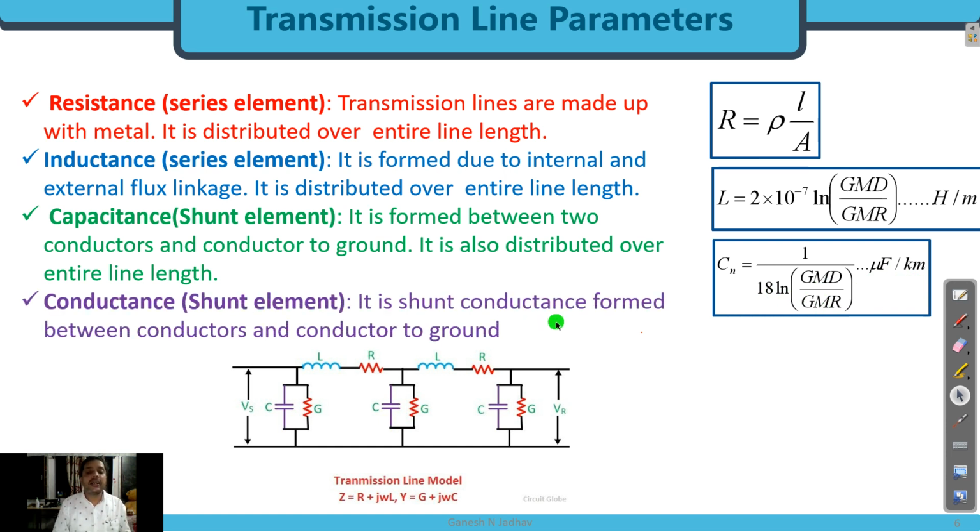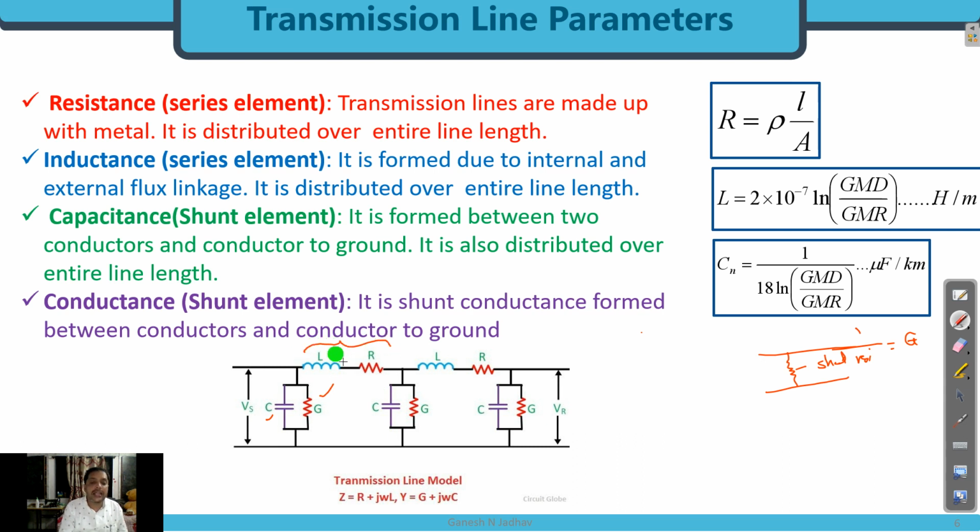Conductance is the shunt conductance formed between the conductors and from conductor to ground. Air is not a perfect insulating material, it has its own resistance. So 1 upon this shunt resistance will give you the conductance, and for modeling purposes we can take the capacitance and the conductance in parallel. So we have two parameters.